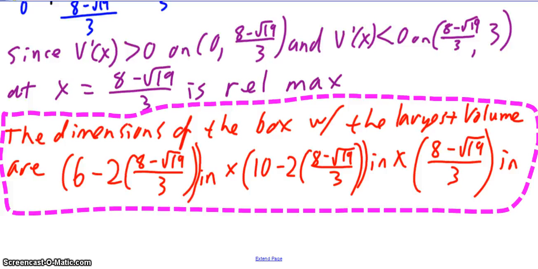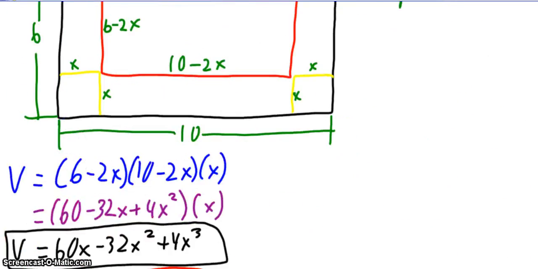Alright, so here we get some nasty numbers, but we find that the dimensions of the box with the largest volume are 6 minus 2 times the quantity 8 minus root 19 over 3 inches by 10 minus 2 times the quantity 8 minus root 19 over 3 inches by 8 minus root 19 over 3 inches. So, how do we come up with that?